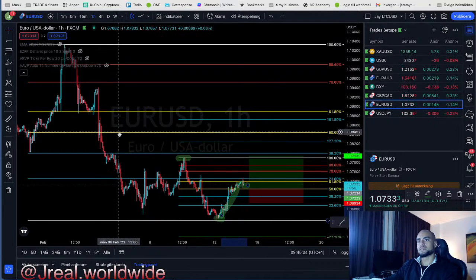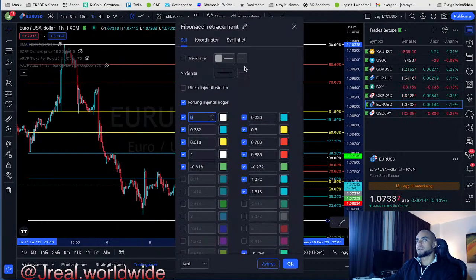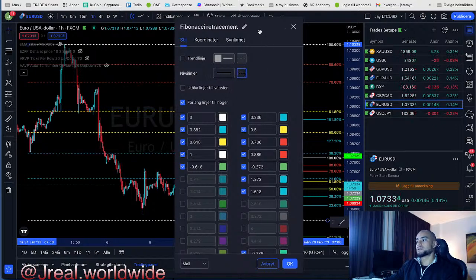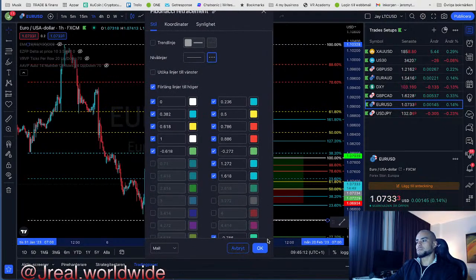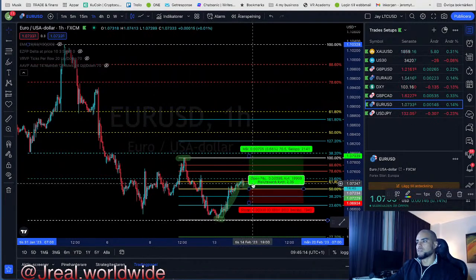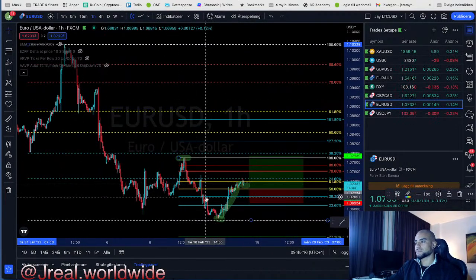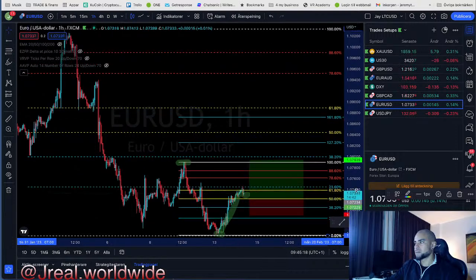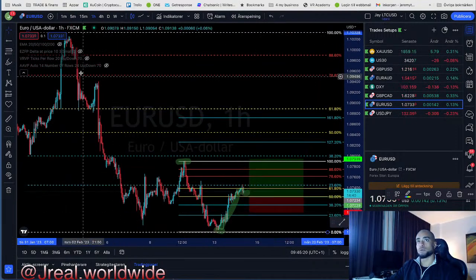Let me do it like this. This will make everything easier visually, so you don't confuse the different Fibonacci lines. I know it can get messy sometimes, but we're trying to keep it as simple as possible.